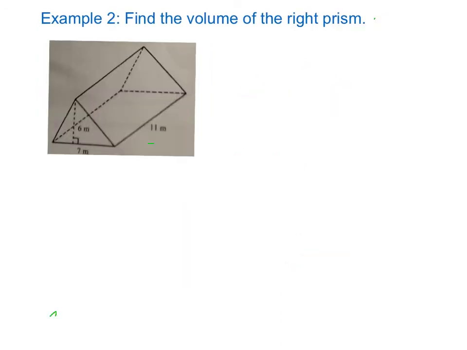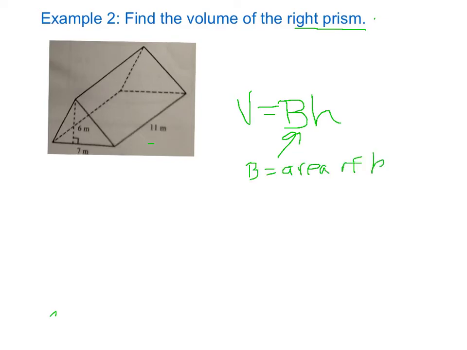In this video, we're going to calculate the volume of the right prism. And on the formula sheet for the OAA for a right prism, they give us this formula: volume equals capital B times H. And this capital B represents the area of the base. So in this problem, we're going to calculate the area of the base and multiply that by the height of it. If we look at the base here, the base is this triangle.